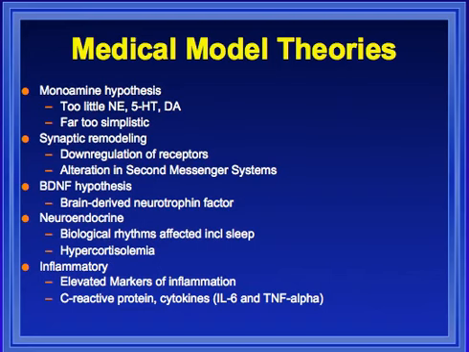However, that's far too simplistic because we know that after a little while of excess serotonin in the synapse, there's all kinds of postsynaptic remodeling. Receptors are upregulated, downregulated. There's second messenger systems that then go down to the DNA level and modulate genetic expression of all kinds of proteins. Call that theory the synaptic remodeling.